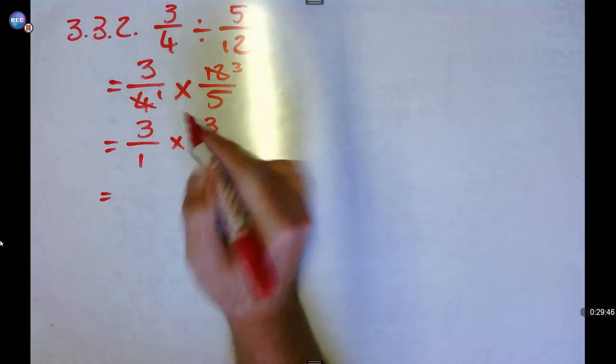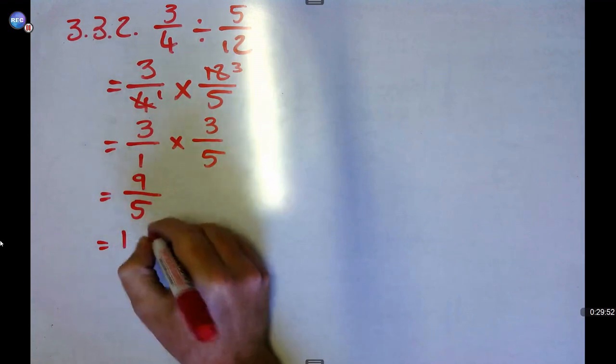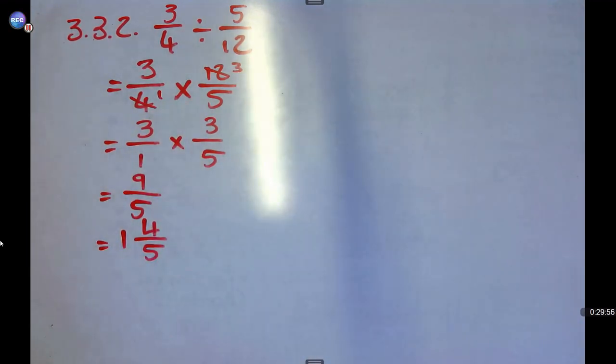You now say 3 times 3 gives me 9. 1 times 5 gives me 5. 5 divides into 9 once, remainder 4 over 5 in this case. And there you go. There's your final answer for 3.3.2. Okay, let's carry on.